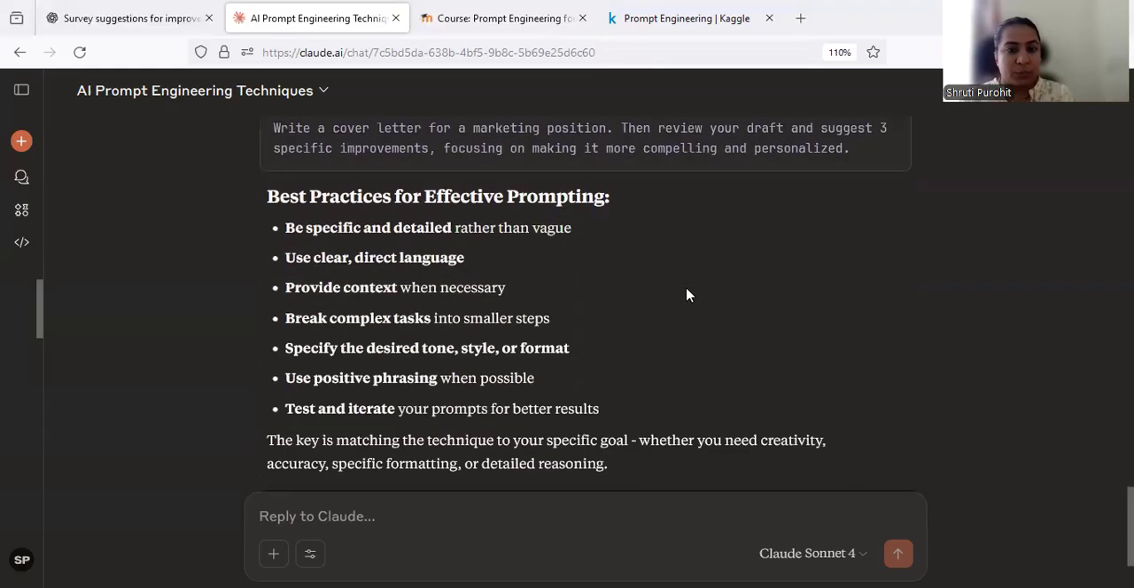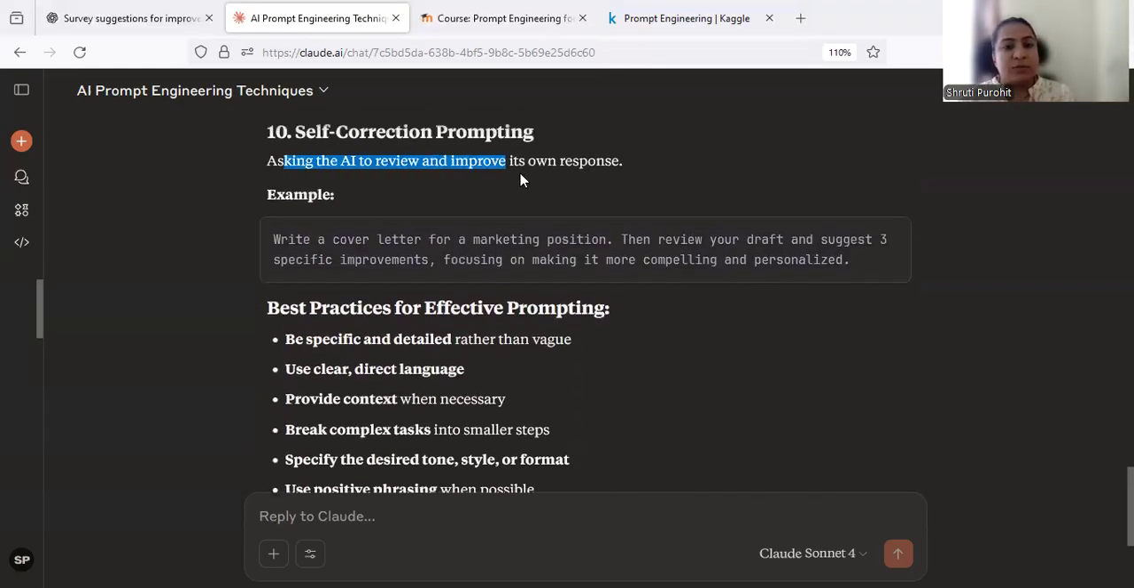Self correction prompting. So asking AI to review and improve its own response. Okay. So write a cover letter for a marketing position, and then review your draft and suggest specific improvement. So we are asking it to do the task, and then again asking AI to review the draft and suggest specific improvement, focusing on making it more compelling and personalized. So we are asking it to write it first, and then to review and refine it again. So this is the self-correction prompting.